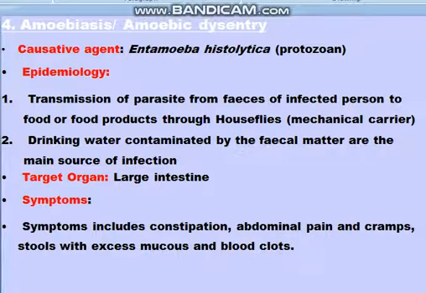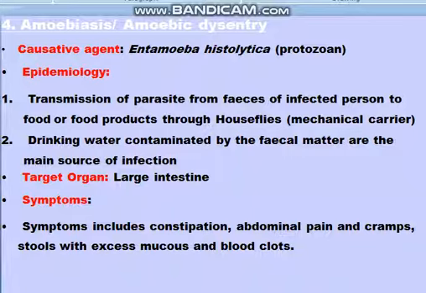So in case of amoebiasis, or you can say amoebic dysentery, it is caused by Entamoeba histolytica, which is a protozoan, and it is transmitted from the feces of infected person to food or water, and because of the infected food and water through house flies, this Entamoeba histolytica enters the body of the human beings. And when it enters the body, the target organ is the large intestine. It reaches the large intestine, and then it starts harming the body.